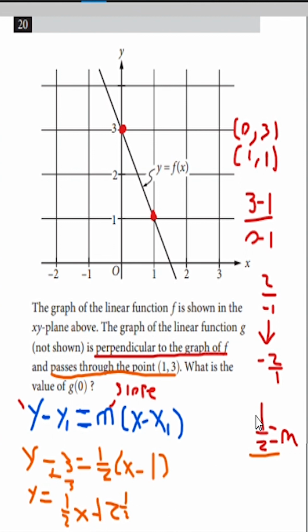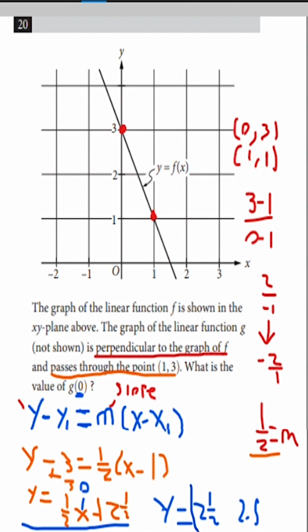And then what we're going to do is just plug in 0, because it says right here, plug in 0 right here. Whenever you have something that says, maybe, what is the value of g of 0 or f of 0, whatever variable with parentheses and then a number in the middle, that means plug in that number for x in whatever equation it's asking you to do it for. So this right now is our g of x, and it's telling us to use 0. If I plug in 0 for x, I'm just going to end up with y equals 2 and 1/2, or 2.5. And that's my answer.